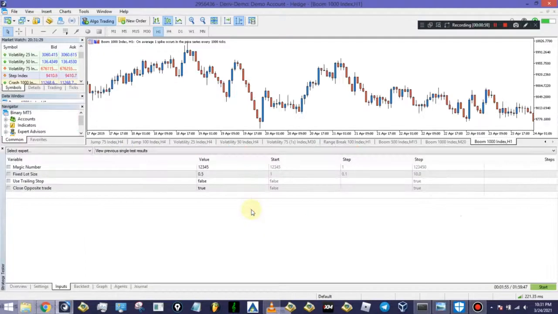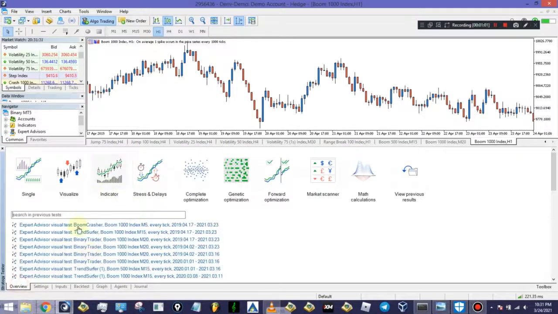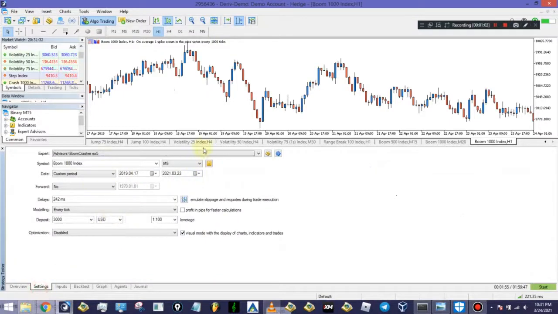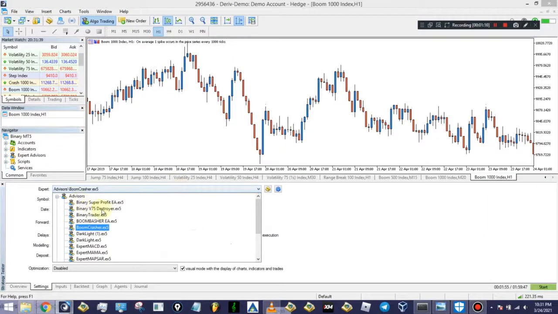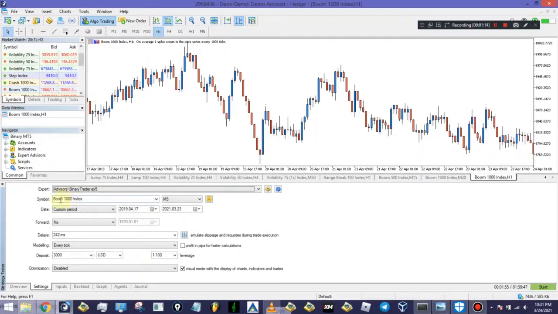So right now I'm gonna do a back test of one of the EAs that was built by a good friend of mine. Me and him worked together on a bunch of things. So this EA is called the Binary Trader. It works on the Boom 1000 index and on the 20 minute time frame. We're gonna start with a balance of $3,000, and we're gonna run this test.